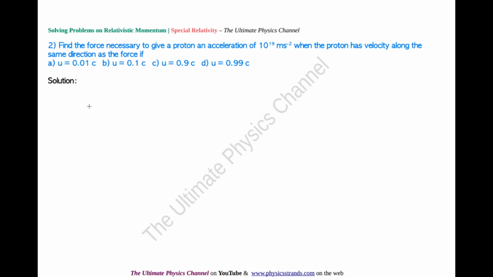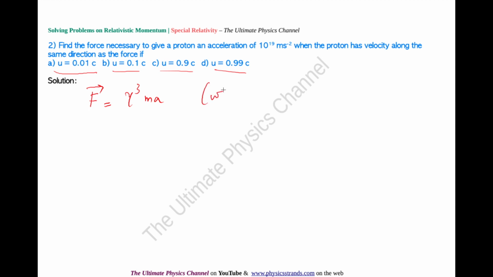Find the force necessary to give a proton an acceleration of 10 power 19 meters per second squared when the proton has velocity along the same direction as the force, if the speed u is 0.01c, 0.1c, 0.9c, 0.99c. So 4 different velocity values are given and force is asked. So let's write the relativistic expression for force, that is gamma power 3 MA. We have derived this expression in our lecture videos on this topic, so please do check that out if you have not watched it already.